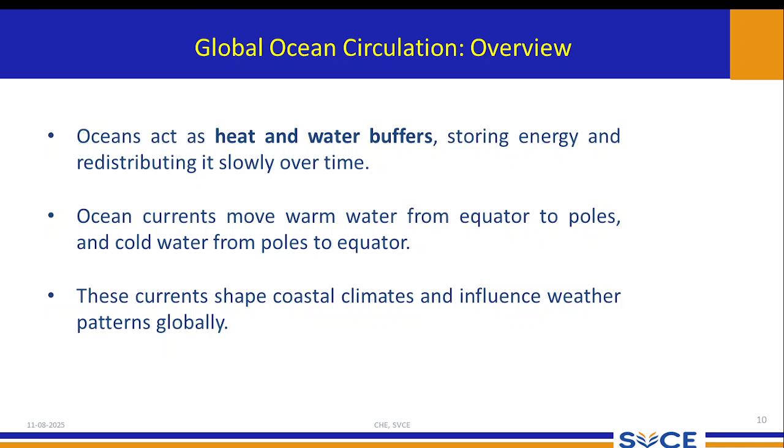The oceans can act as heat and water buffers, storing energy and redistributing it slowly over time. Ocean currents move warm water from equator to poles and cold water from poles to equator. We have seen the cold ocean currents and warm ocean currents extensively in previous classes. These currents shape coastal climate and influence weather patterns globally. So the coastal climate depends on the ocean currents; you need to understand that.